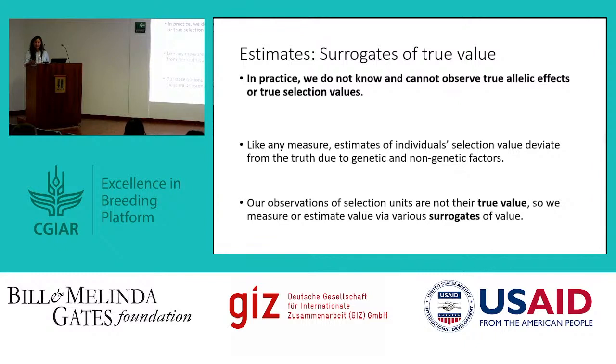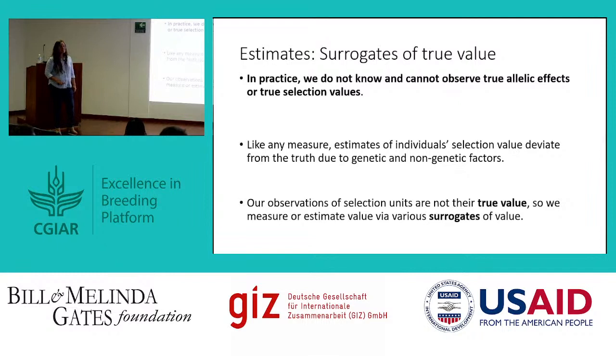Anyway, I think we'll go maybe another 20 minutes because the exercise is pretty short. And we're going to use those minutes to talk about estimates, which are surrogates of true value. The idea here is, in practice, we can't observe those true allelic effects that we keep talking about. We can't observe those true selection values, so we have to estimate them with the help of our biometricians.